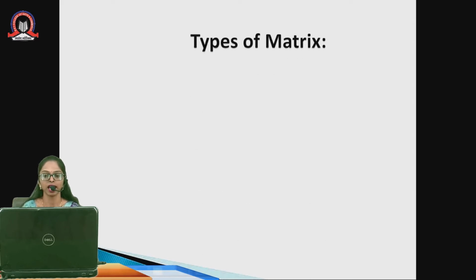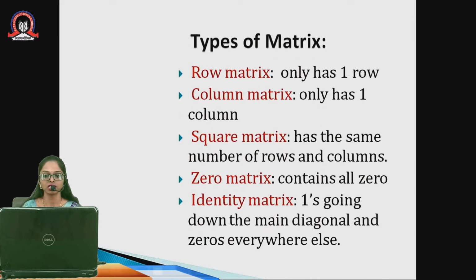Next, types of matrices. The first type of matrix is the row matrix. A row matrix means it has only one row. A column matrix means it has only one column. A square matrix means the same number of rows and the same number of columns. A zero matrix means it contains all zeros. An identity matrix means one going down the main diagonal and zeros everywhere else, that is, all elements are zero except the diagonal elements. This is called the identity matrix.